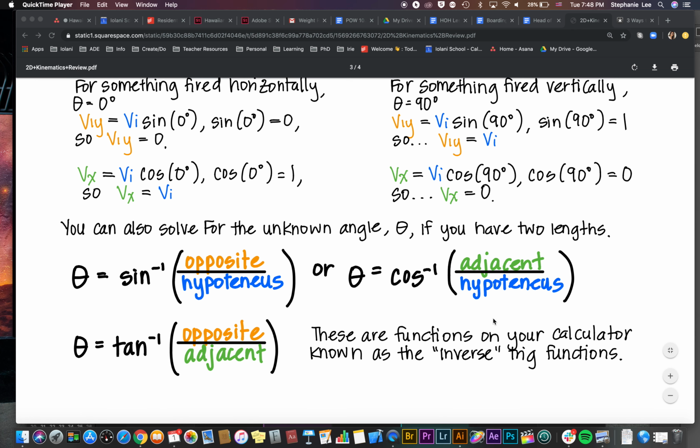You can also solve for the unknown angle theta if you have two of the three lengths, such as the opposite side and the hypotenuse, or the adjacent side and the hypotenuse, or even the opposite side and the adjacent side. Essentially, what you're doing is finding this ratio of numbers and then taking the inverse function, sine, cosine, or tangent, in order to solve for theta. And those are buttons that would be on your calculator.